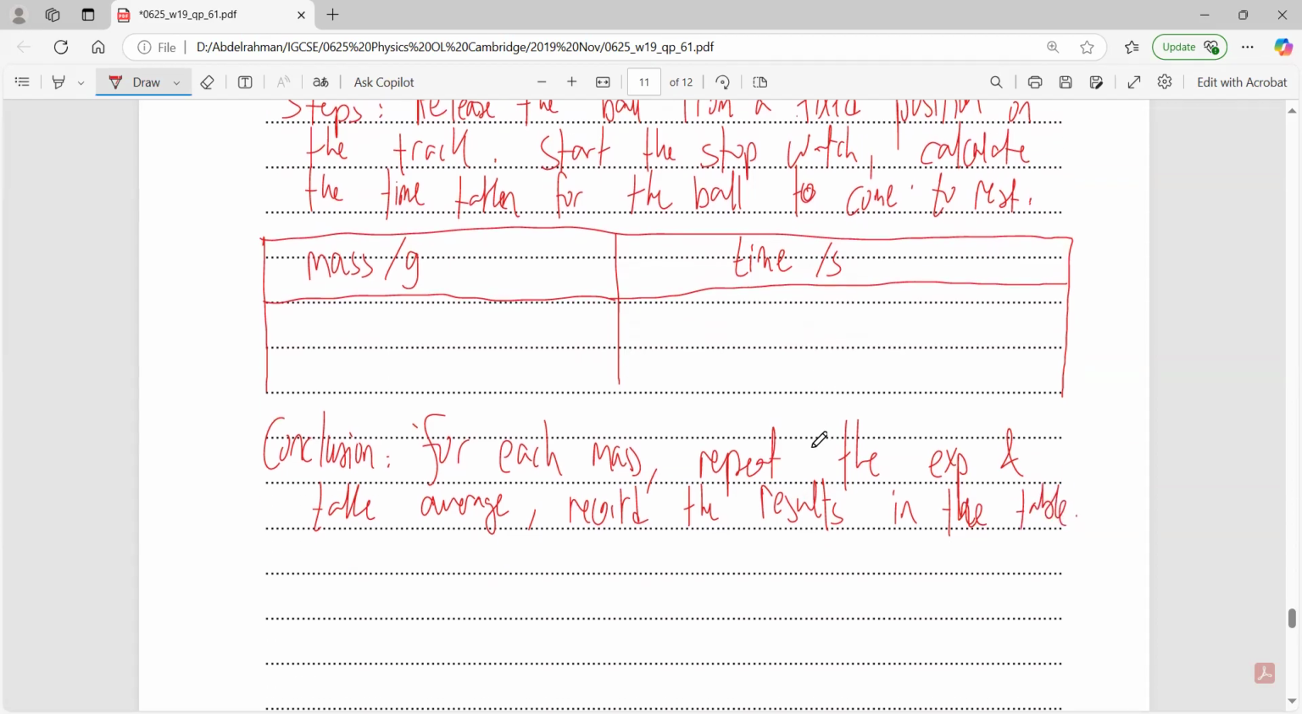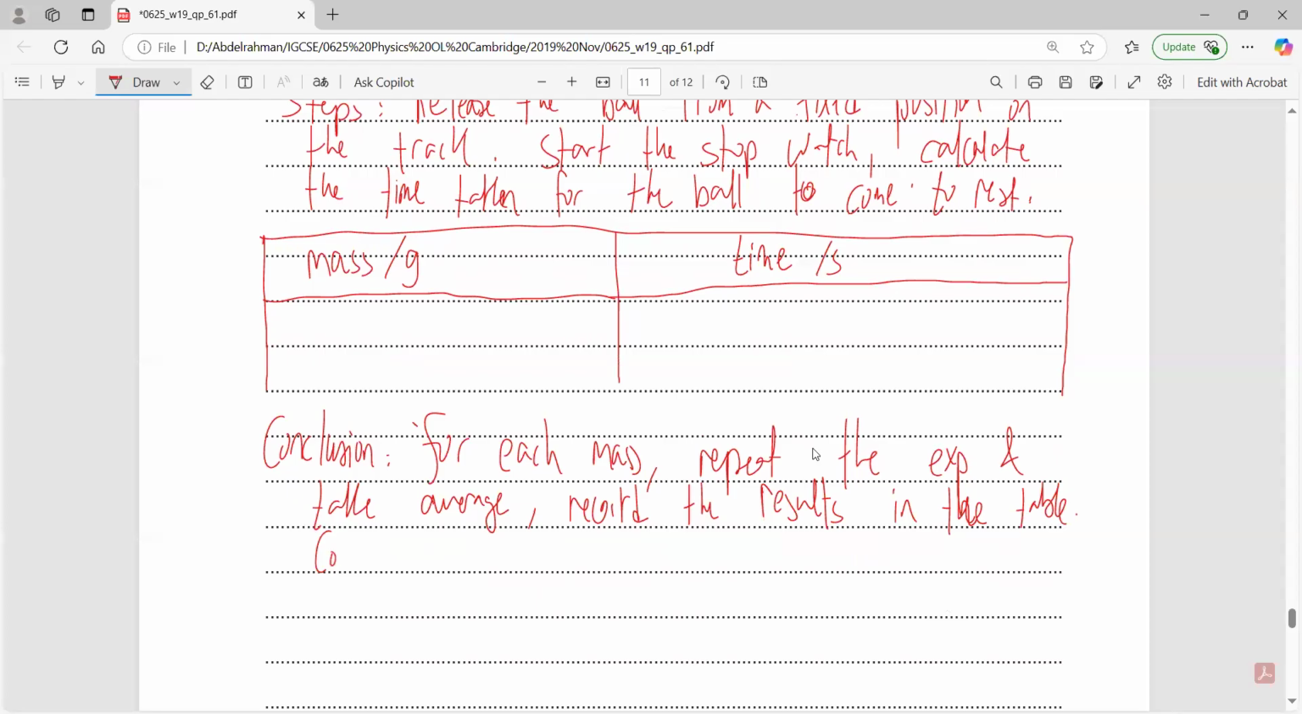And last but not least, you need to compare the results using a graph. So for each mass, repeat and take average. Record the results in the table. Compare the results using a graph. Okay. All good.